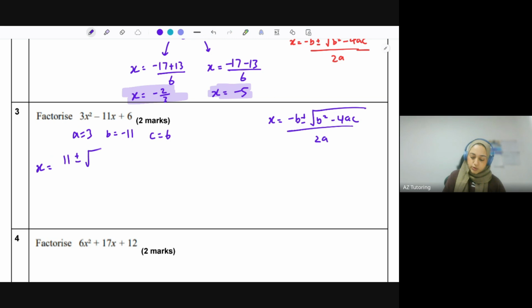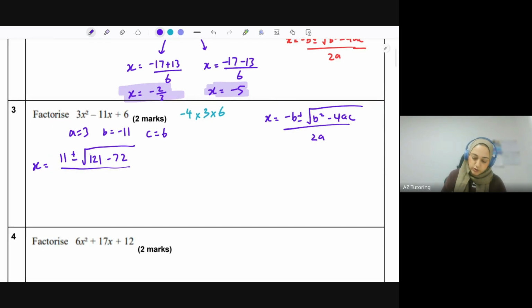Plus or minus the square root of b squared. Minus 11 squared is minus 11 times minus 11, which is 121. We've then got minus 4 times a, which is 3, times c, which is 6. So minus 12 times 6, which we get minus 72. And then that's all divided by 2a, 2 times a, 2 times 3, which is 6.